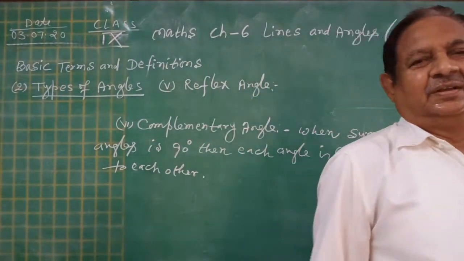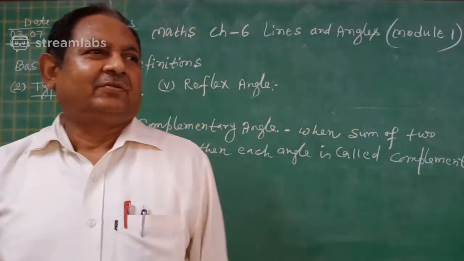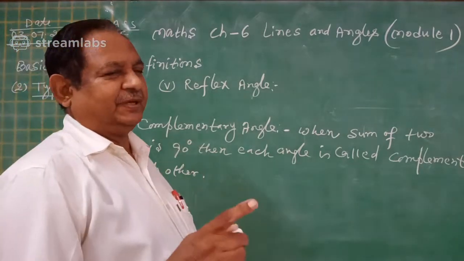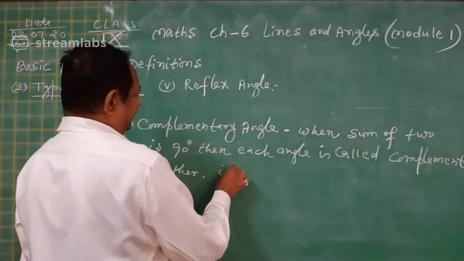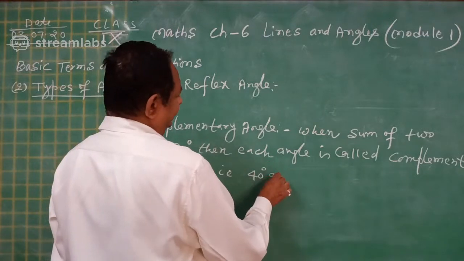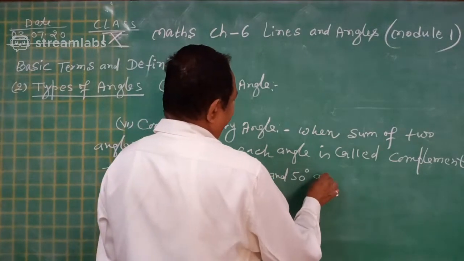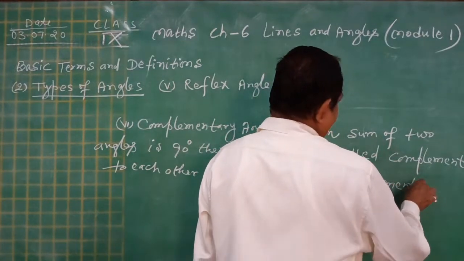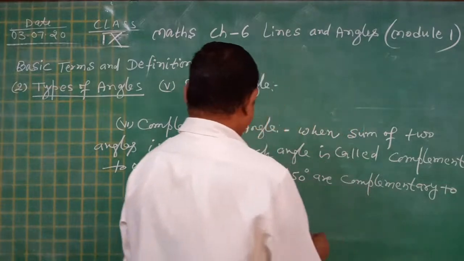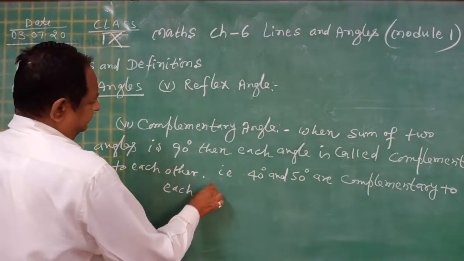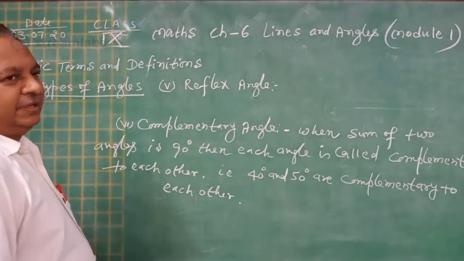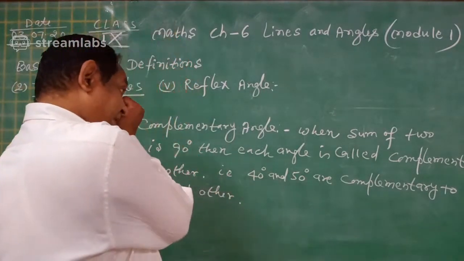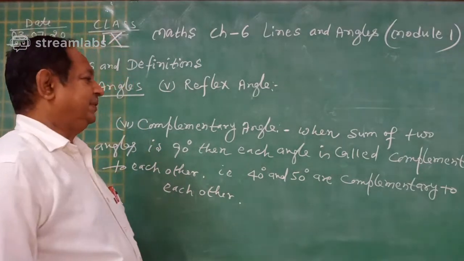Suppose an angle is given 50 degree. What will be the complement of angle 50 degree? That is 90 minus 50, 40 degree. For example, 40 degree and 50 degree are complementary to each other. If we add these two angles, their sum will be equal to 90 degree. So each angle is called complementary to each other.